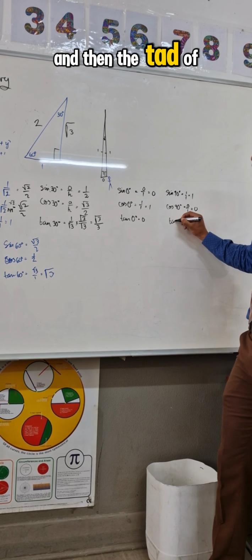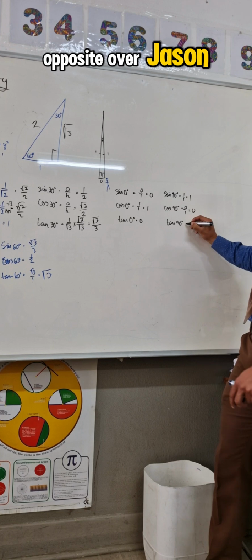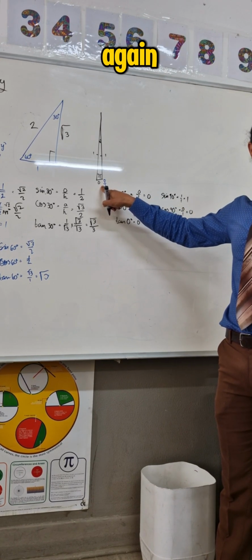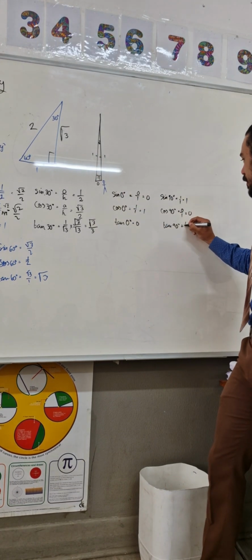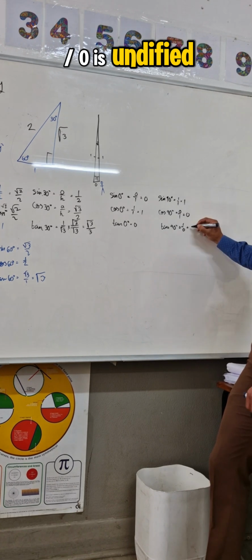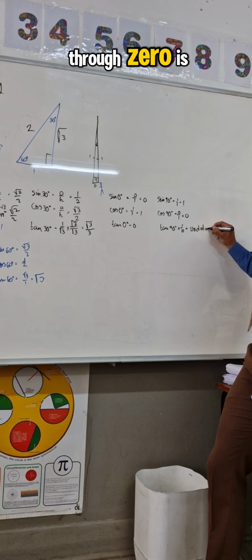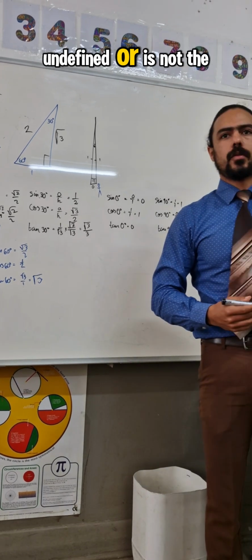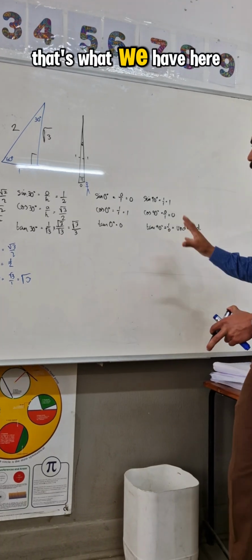And then the tan of 90. Opposite over adjacent. So he's standing here. What is tan again? Opposite over adjacent. 1 over 0. And 1 divided by 0 is undefined, because we know that division by 0 is undefined or not allowable. Okay? So that's what we have here.